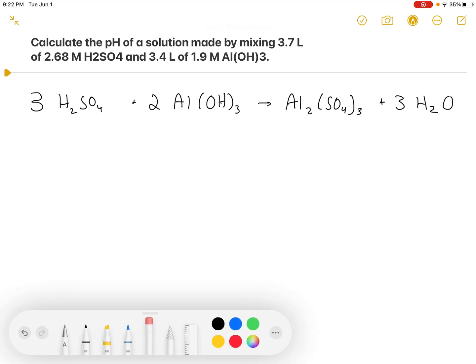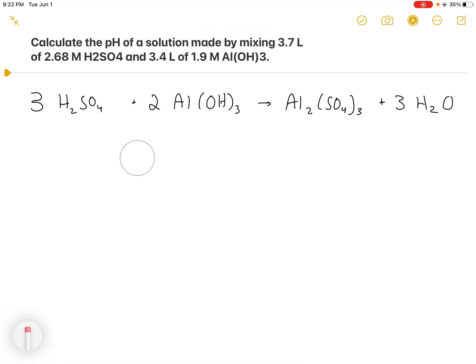So I just started off here by pre-writing the reaction equation and balancing it. We know that neutralization is double displacement. We're going to form aluminum sulfate and water. Being able to predict that and balance it was covered in a previous unit, so I'm not going to go over it.